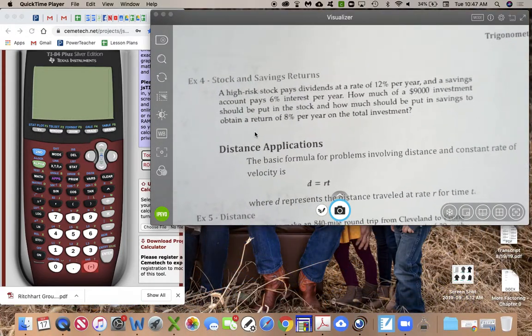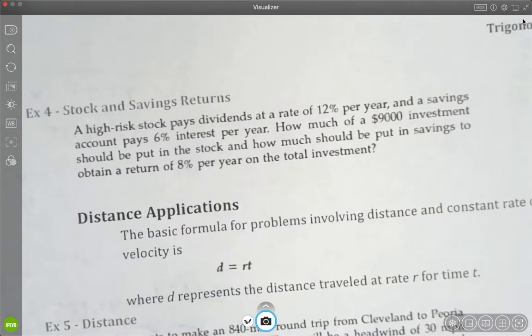Can I make this bigger until we start doing actual calculator stuff? Can we do that? Sure.